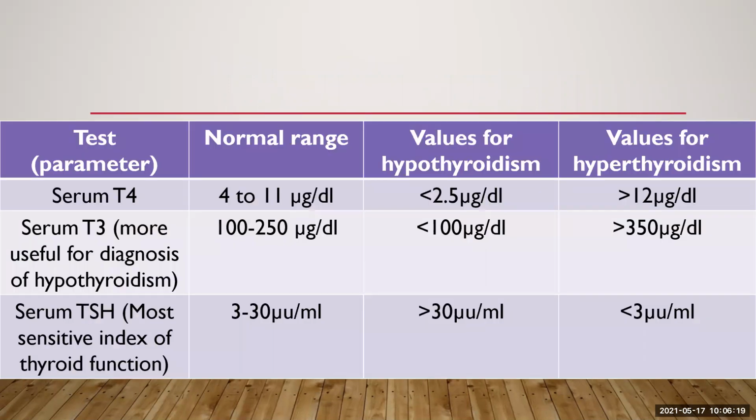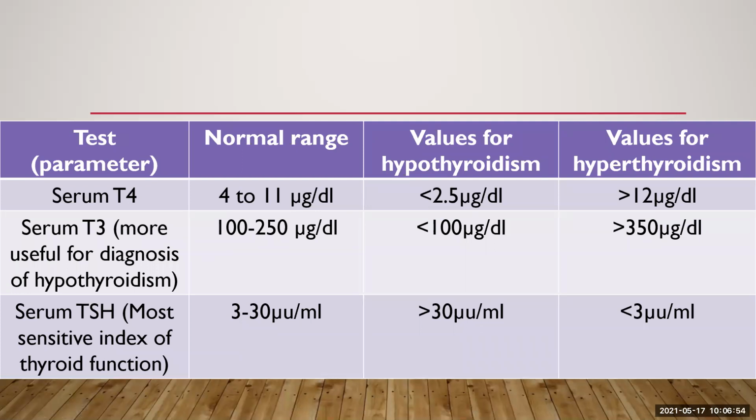Okay, so in this slide, we are going to see the parameters. We will see the normal range, and we will see which values we should take to assess whether the patient is in hypothyroidism or hyperthyroidism. We'll start with serum T4 values. This is total T4. Normally it should range within blood between 4 to 11 microgram per dL. So that is the normal range of serum T4.